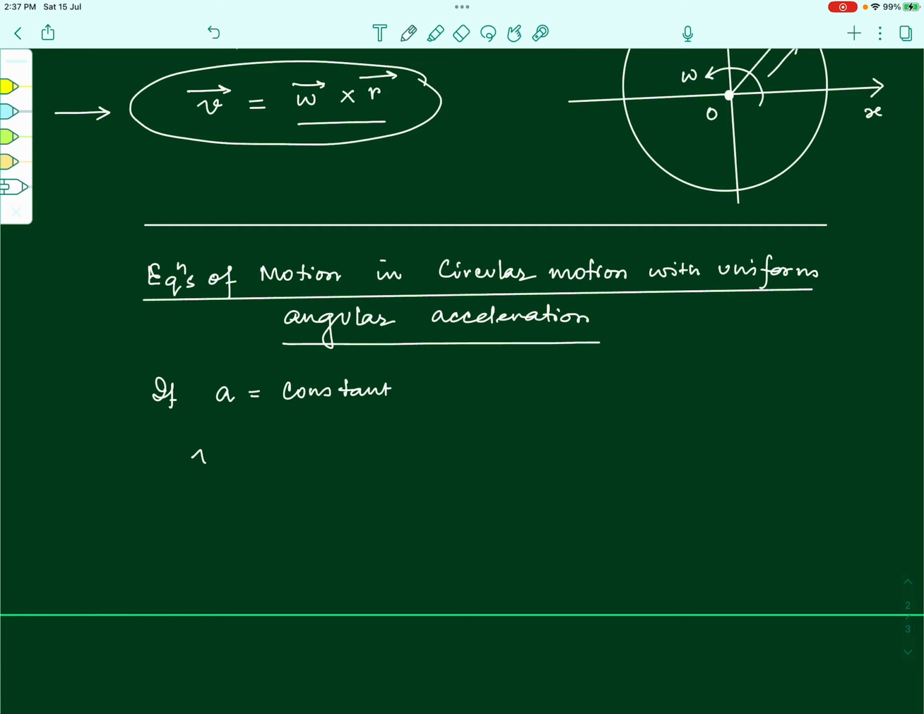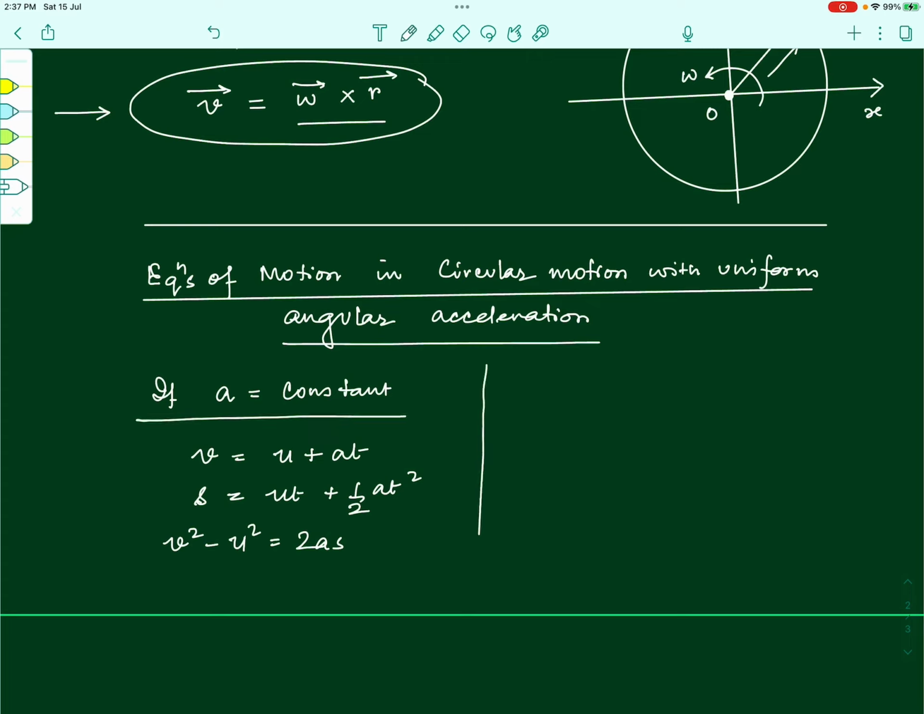What are those equations? v is equal to u plus at, s is equal to ut plus half at squared, and v squared minus u squared is equal to 2as. We call these three equations the three equations of motion for a body which is moving with a constant acceleration. This is for linear motion, a translational motion where a body is simply moving along a straight line or along a curve, but it's a translational motion. Now we talk about circular motion.